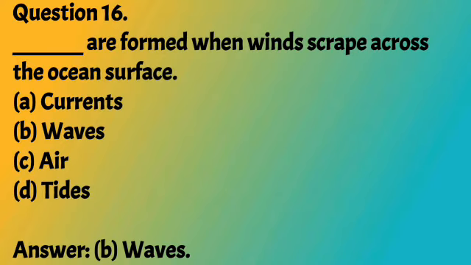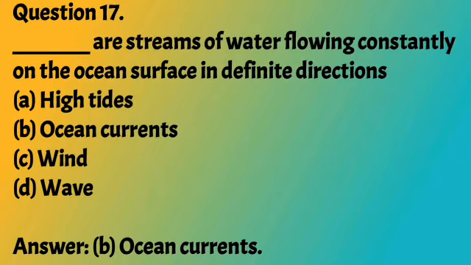Question 16. Blank are formed when winds scrape across the ocean surface. A. Currents, B. Waves, C. Air, D. Tides. Answer B. Waves.